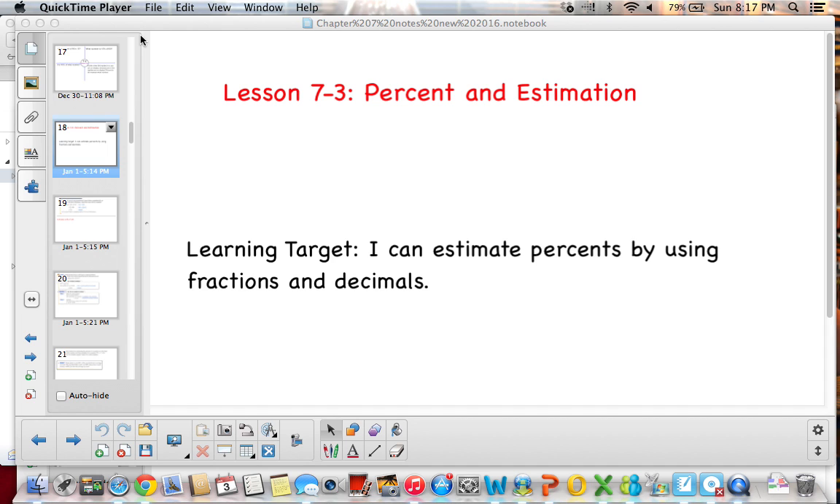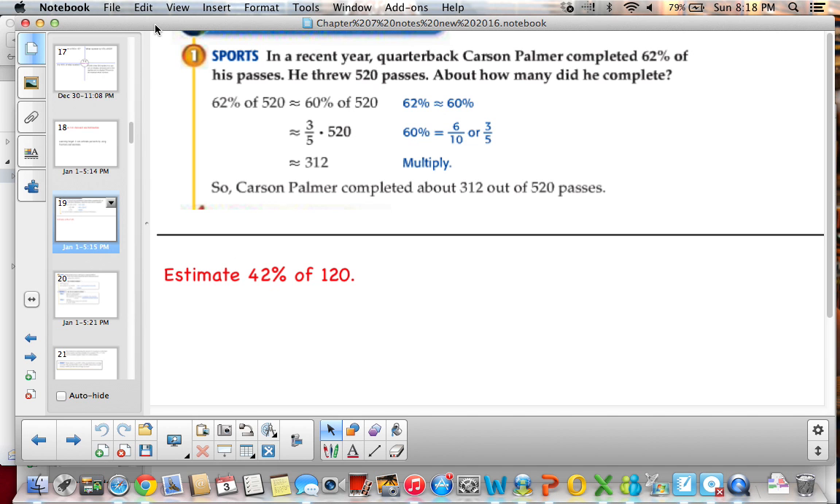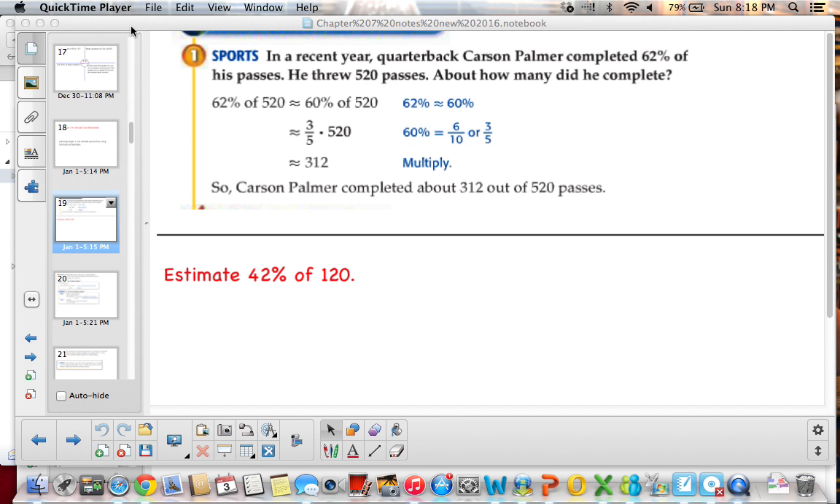So label your page on the top with 7.3. And then our learning target is being able to estimate percents by using fractions and decimals. So sometimes it's important to understand how much a percentage is of a number and being able to estimate about how much that would be.